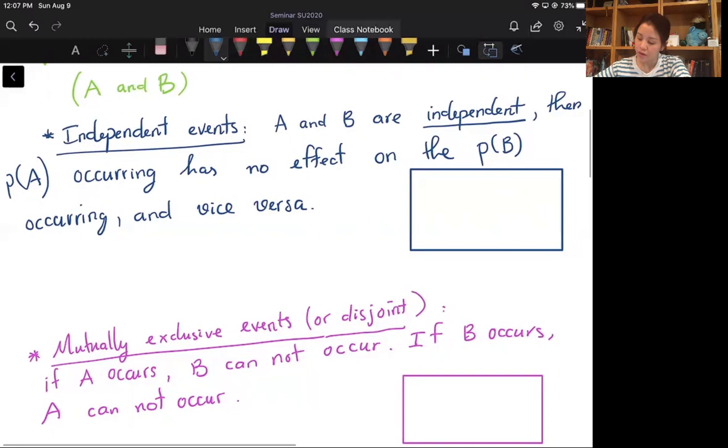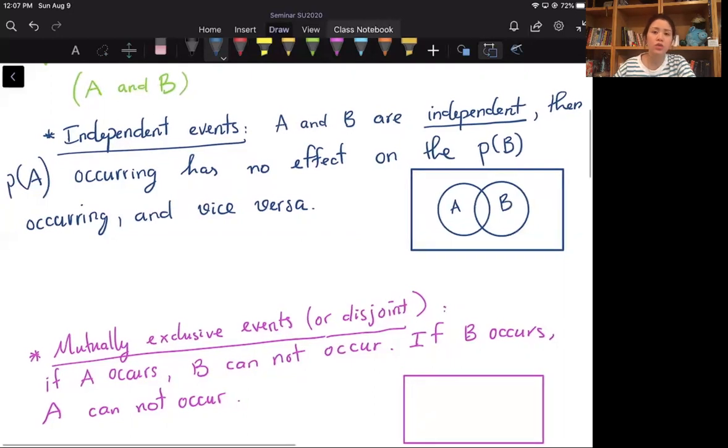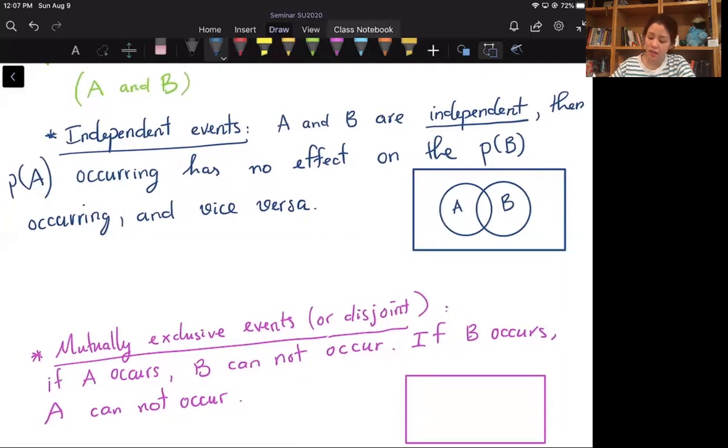For the Venn diagram, it looks like this. I have two circles, this is my event A and event B. In probability notation, when I want to figure out the probability of event A and event B happening, it is equal to the product of the two probabilities. So P of A and B is equal to the probability of A times the probability of B.